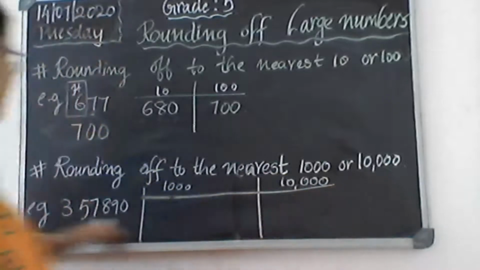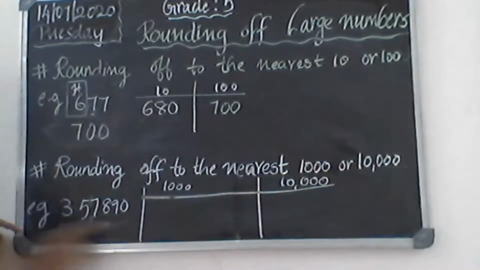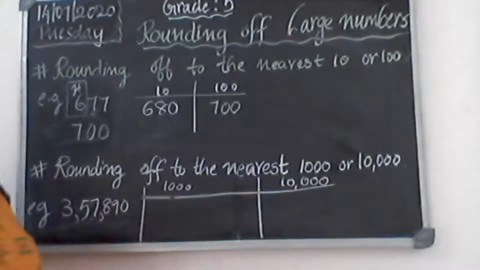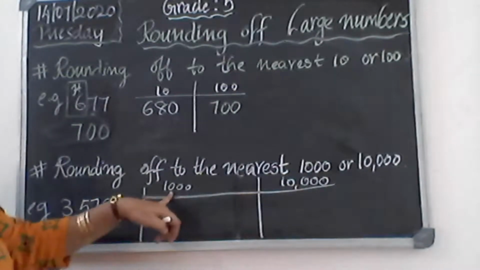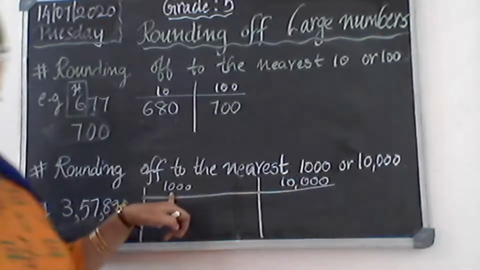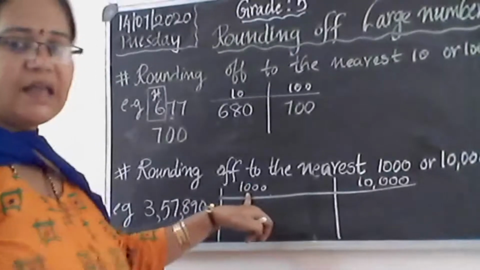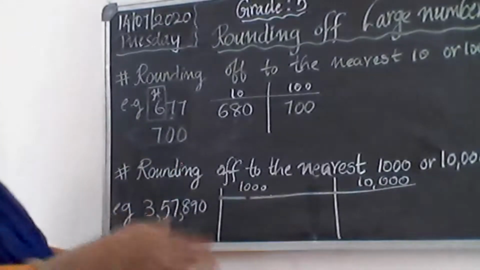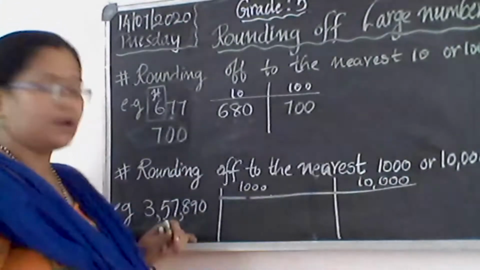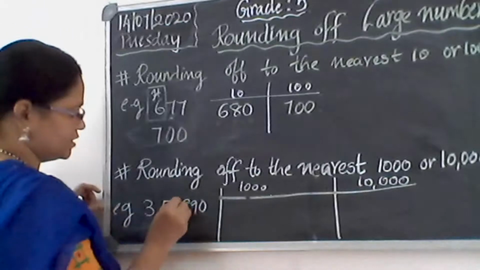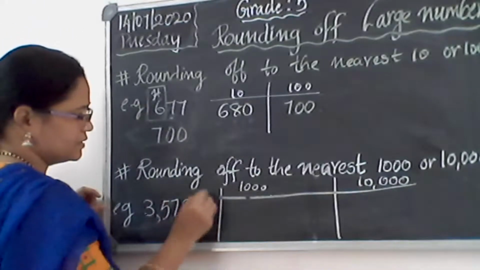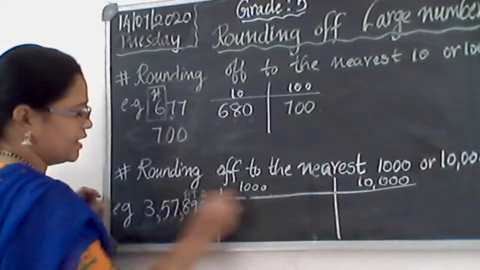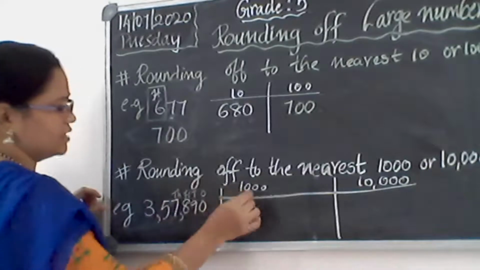Children, how many digits does this number have? 1, 2, 3, 4, 5, 6, a 6-digit number. So we'll put a comma according to the Indian system. Let us go ahead. How do we round off to the nearest 1000? Here also the same method, children. We'll pick out which digit is in that place value. Ones, tens, 100, 1000. Yes, this is 1000.